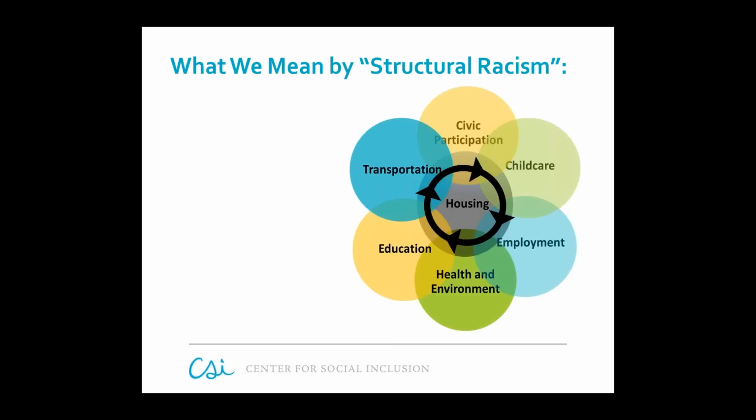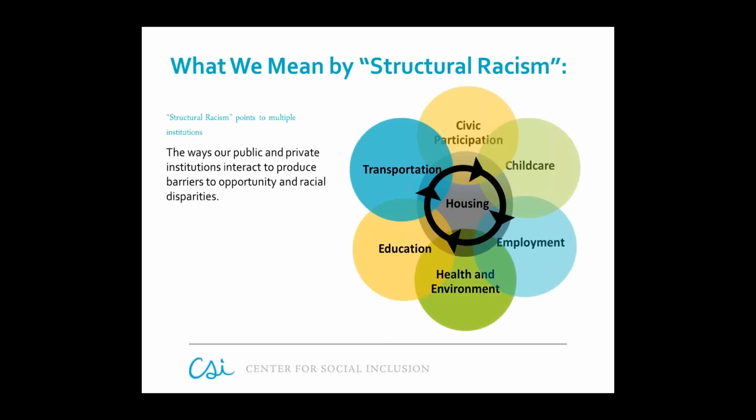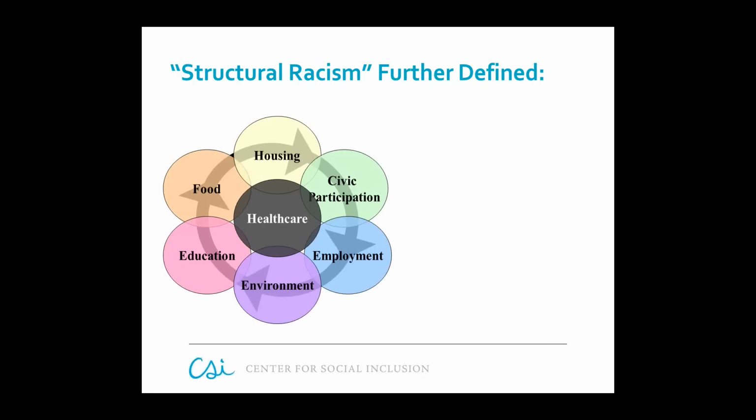So what do we mean by structural racism? Well, structural racism points to multiple institutions. It's the way our public and private institutions interact to produce barriers to opportunity and racial disparities. And oftentimes the intent to discriminate is irrelevant. Structures just do what they do, often invisibly, just like the exercise we just did, and reinforce disinvestment and disparities. Let's go a little bit deeper.